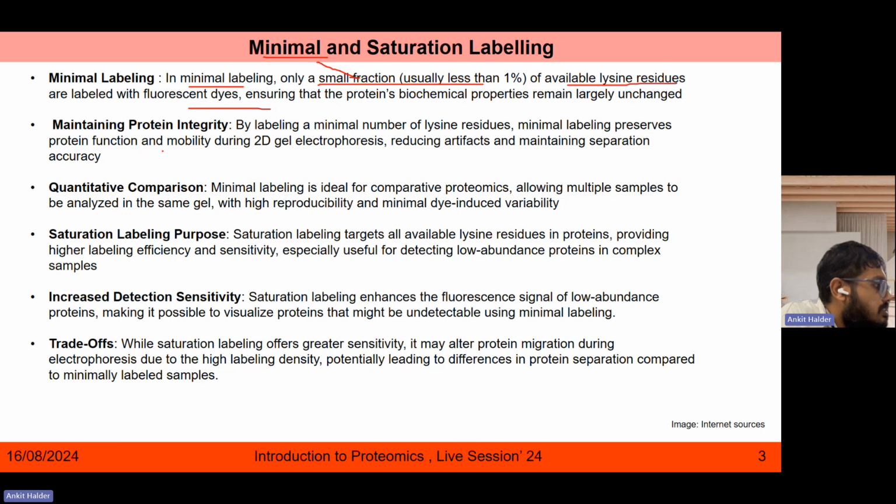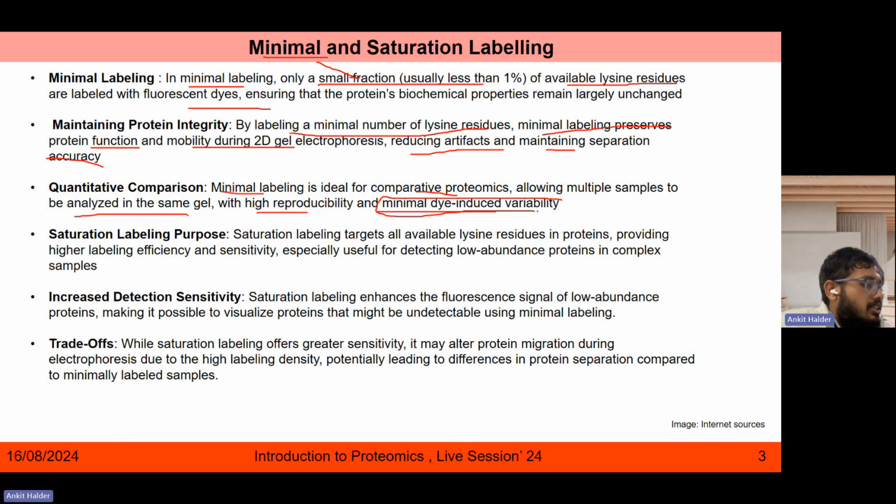Next is maintaining the protein integrity. By labeling a minimal number of lysine residues, minimal labeling preserves protein function and mobility, reducing artifacts and maintaining separation accuracy. Third is the quantitative comparison. Minimal labeling is ideal for comparative proteomics, allowing multiple samples to be analyzed in the same gel with high reproducibility and minimal dye-induced variability.